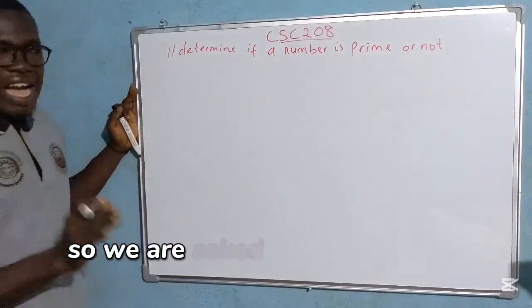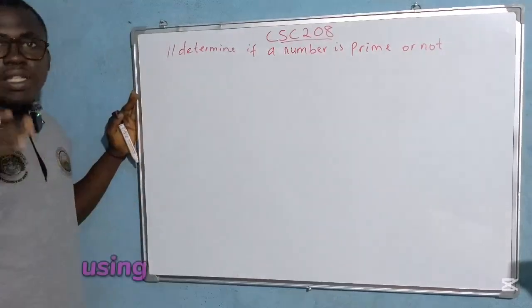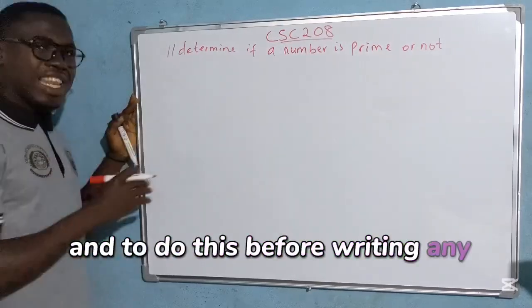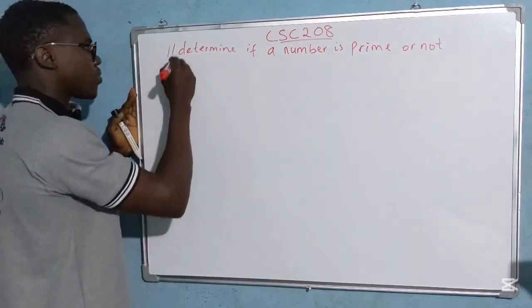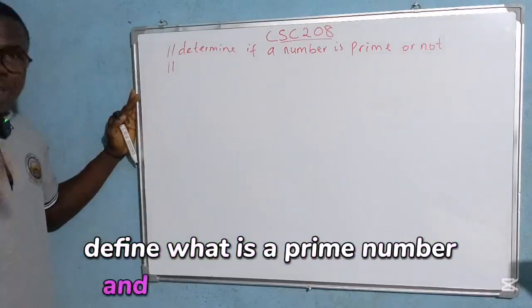So we are asked to determine if a number is prime or not using C programming language. And to do this, before writing any line of code, the first thing we need to do is define what is a prime number. And what is a prime number?